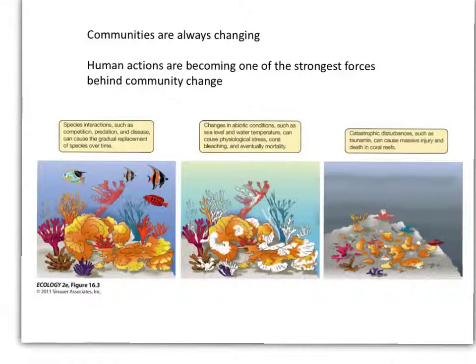Okay, so we know that species interactions such as competition, predation, and disease, all of these things can affect the gradual replacement of species over time.